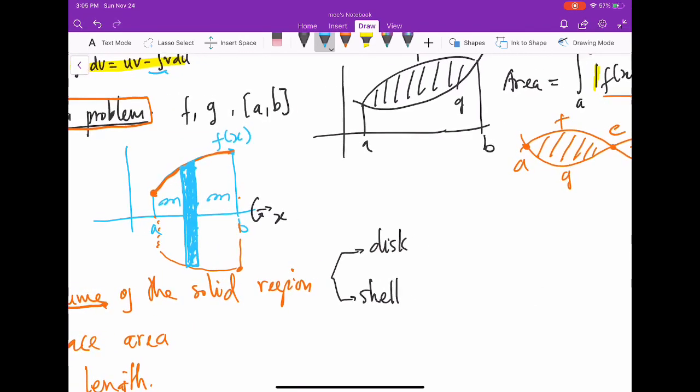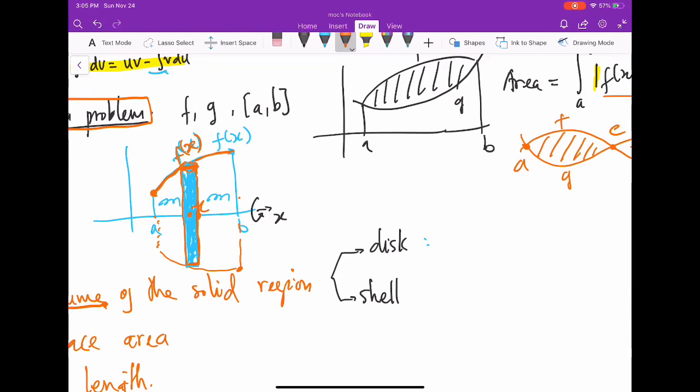So what is the formula of the disk method? Here is this function f of x. If you have some x right here, you should have f of x. So what is the volume of this disk? The volume of this disk is equal to the height, which is delta x, times the area of the base. The base is a circle, so the area of the base is just pi times radius squared.